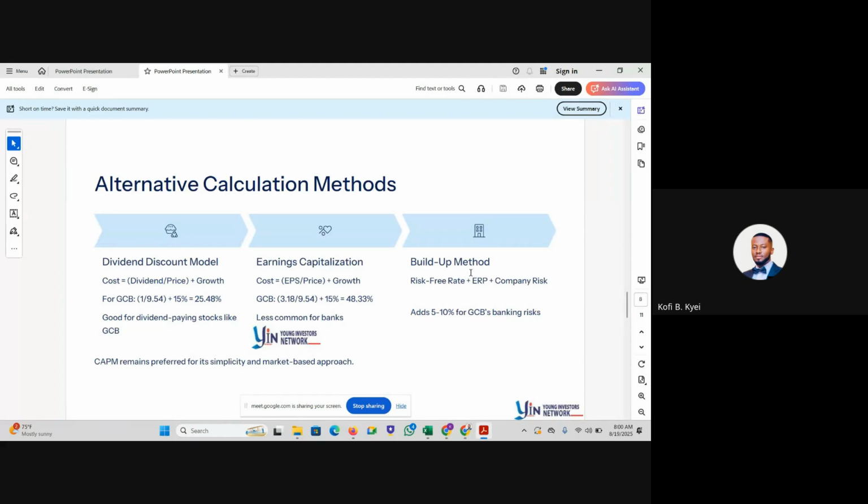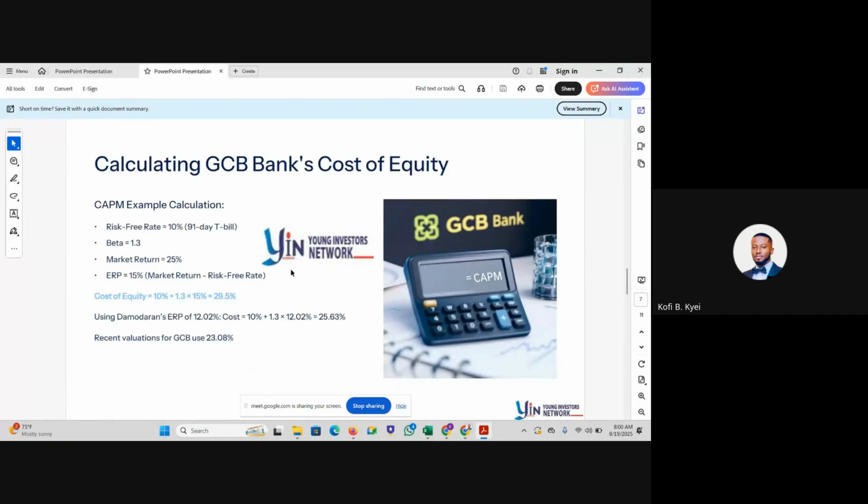These are alternative calculations or formulas for the cost of equity. You can use the dividend discount model. Because our stocks in Ghana don't really pay dividends, we don't want to be using it. We can apply it for MTN, which is very solid in dividend payment. This is another approach. I think the DDM, dividend discount model, is one approach you can use to calculate the cost of equity, or we can use the CAPM.